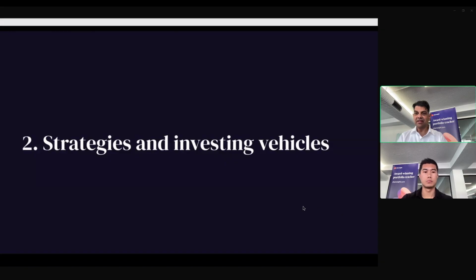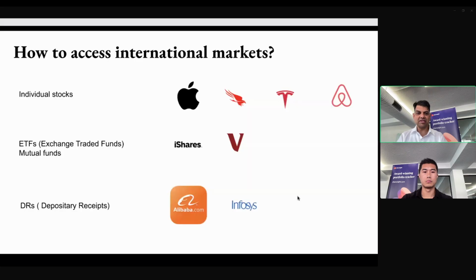Strategies and investing vehicles. Just getting into how to access international markets. You can pick individual stocks. You can see the logos of the companies, some large companies. So you definitely have Apple, you've got CrowdStrike and Tesla and so on and so forth. You can access through ETFs or mutual funds that are available on the Australian Stock Exchange, that are built by fund managers over here in Australia.